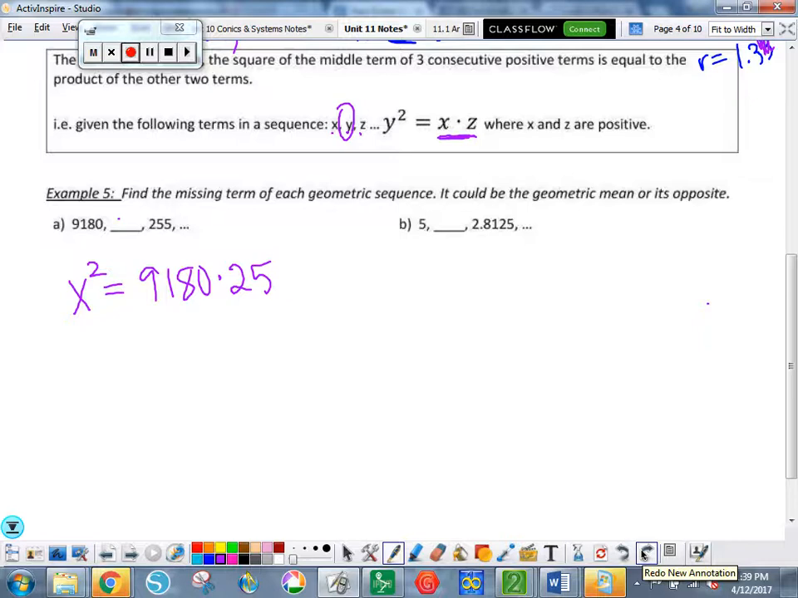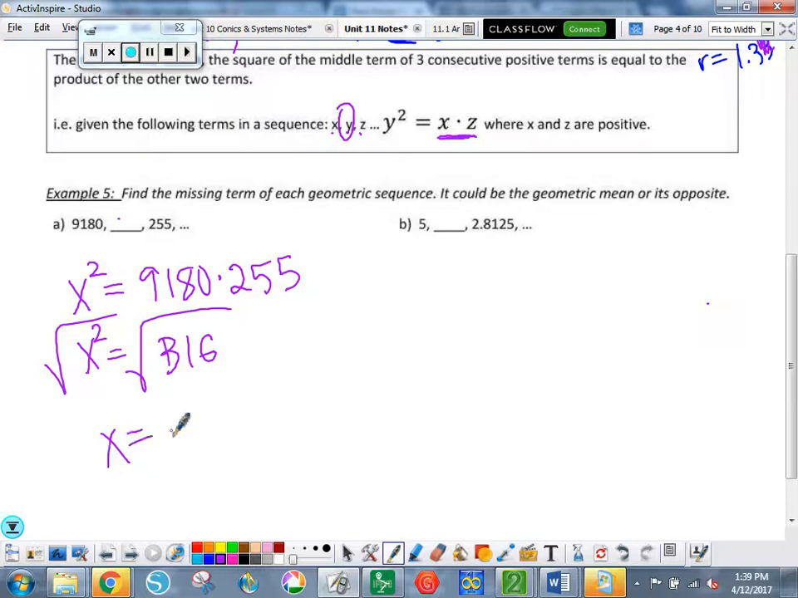Okay, so what is 9180 times 25? Big number, okay? So then let's take the square root of whatever big number that is, and what does x equal? Does this tell you the common ratio? No, but do we care if we figure out what the other number is? Not really. You could if you needed to.